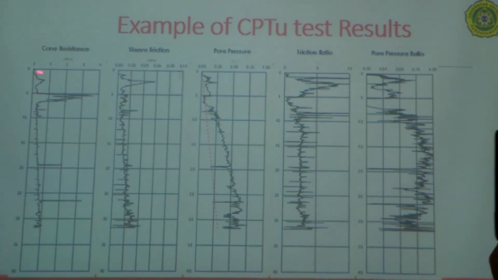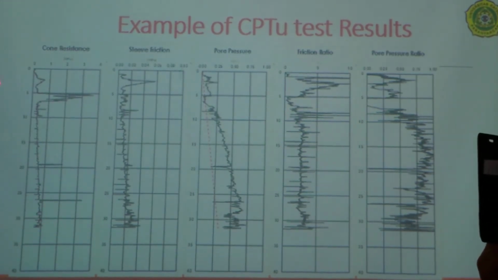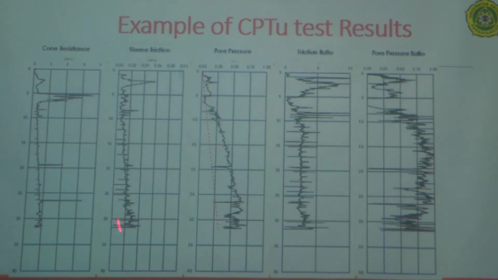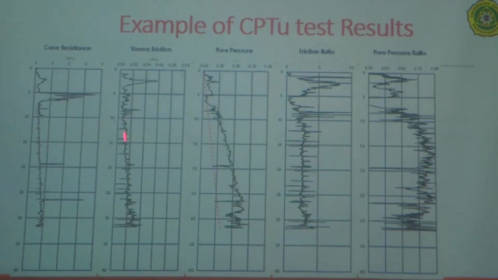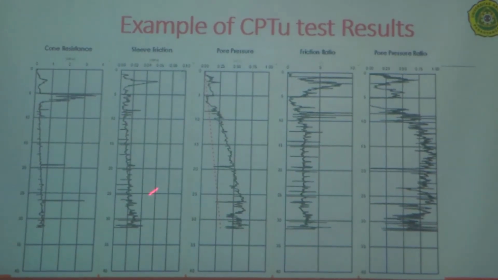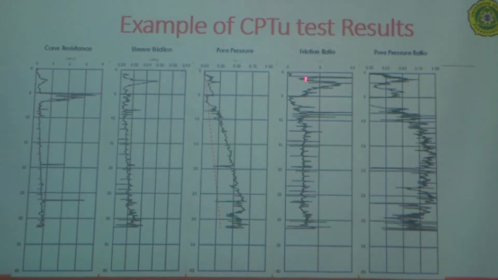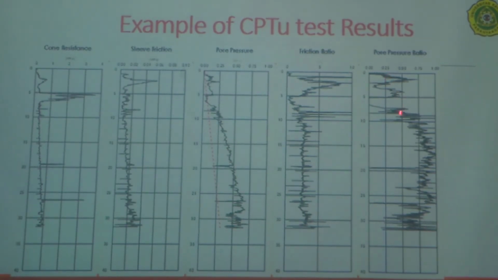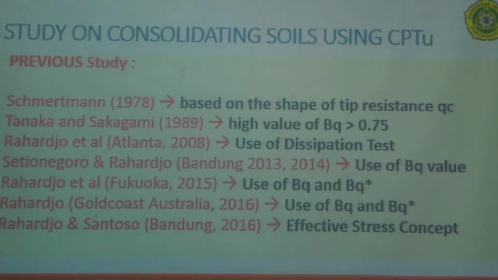This is just typical data. So that is the tip resistance. This is soft soil. This is the sleeve friction, so the sleeve friction tells you about the cohesion. This is the pore pressure, and that's the friction ratio, and this is the pore pressure ratio.